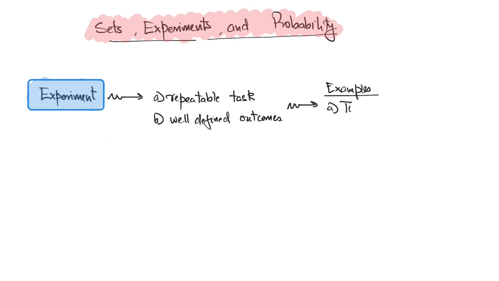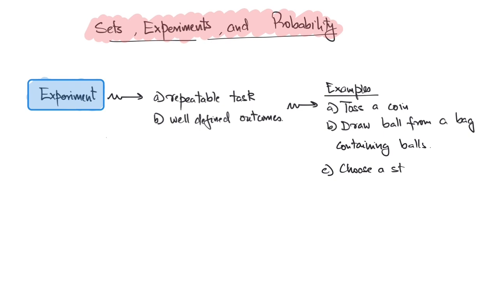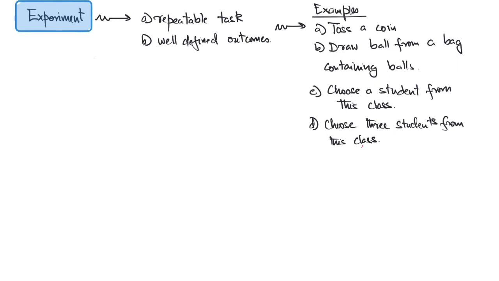Examples of experiments would be a coin toss, drawing a ball from a bag containing balls, or choosing a student from this class, or maybe even choosing three students from this class. Now, remember, in this last case, we might need to specify how we are choosing students from this class, which might be with or without replacement. So, we will talk about this later in the video.